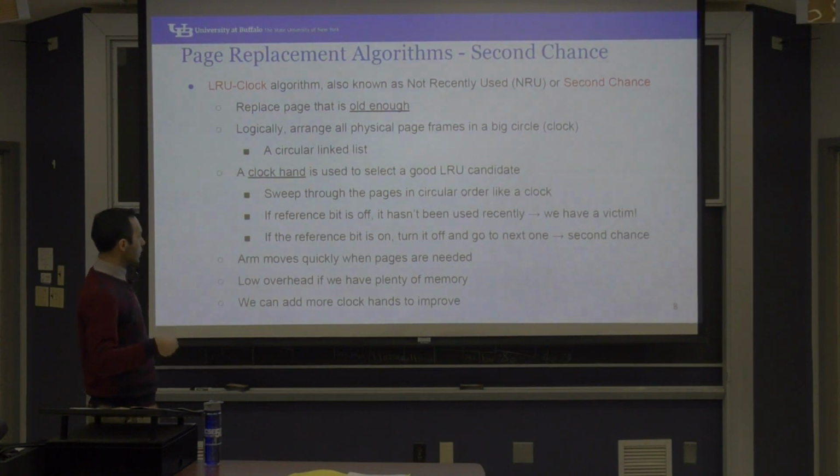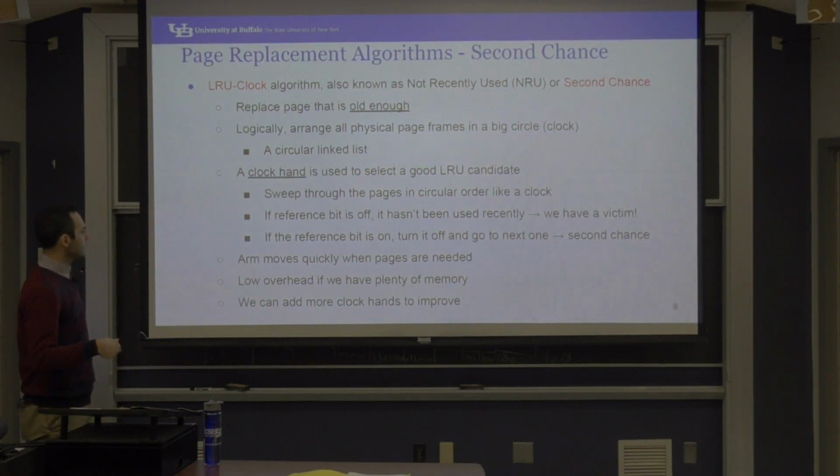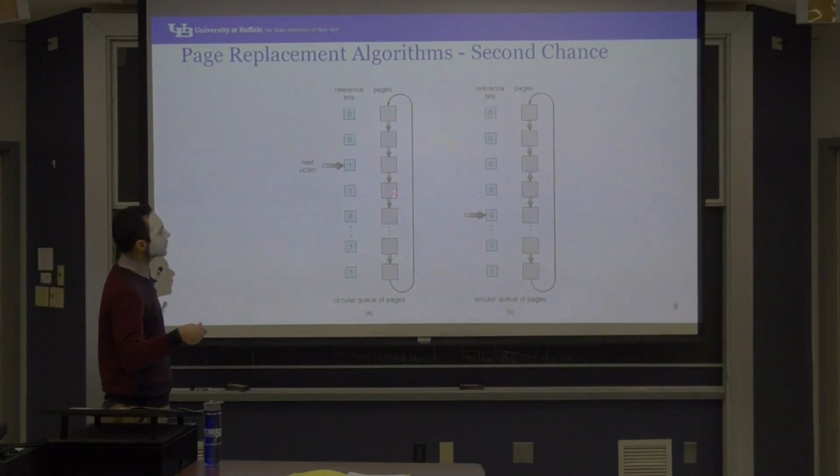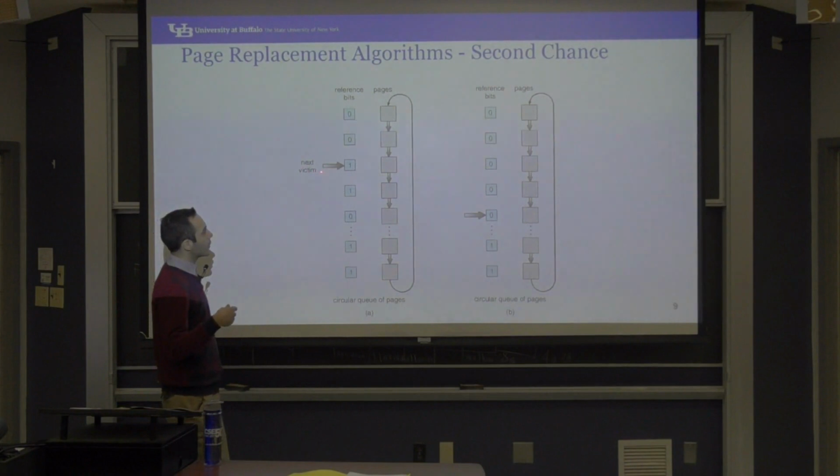So let's take a look at the example. So this is the logical circle. These are the pages, using for example, a double linked list or something. Even I think a single linked list should be fine. It's just circular. And then the reference bit for each page is like that, 0, 0, 1, 1, 0. So if the clock arm is pointing to this, and now we need a replacement page, what we're going to do is give it a second chance and turn it to 0. Move on to the next victim.